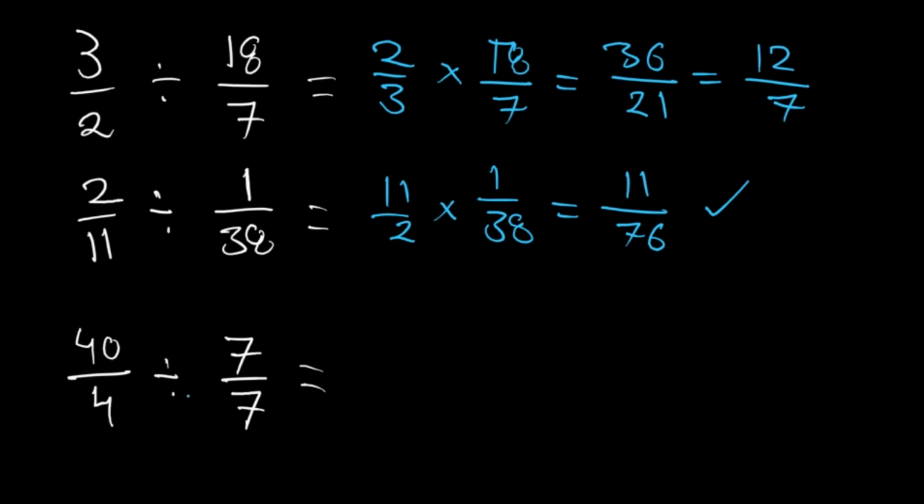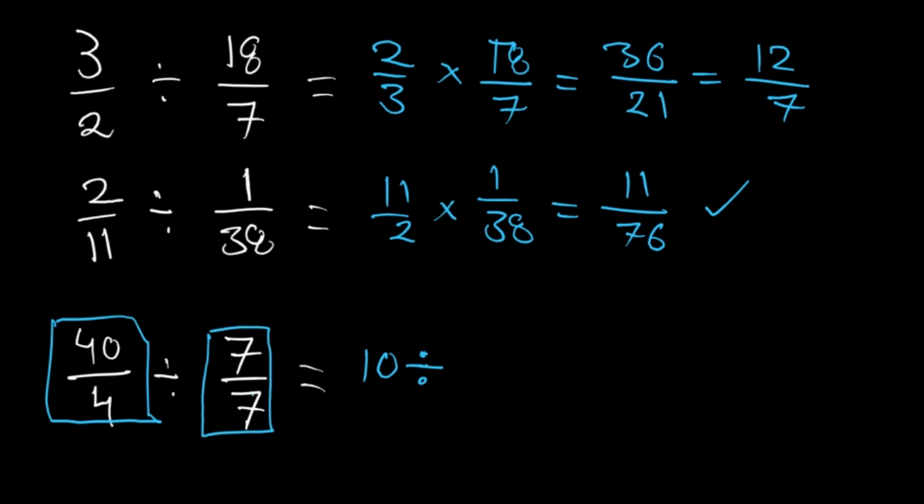Next question. 4 over 40 divided by 7 over 7. So straight away, you can see that you can simplify both signs easily. 40 over 4 can be simplified to 10. And then you can simplify this fraction. The numerator and denominator is the same, so this would be 1. Okay, if you have a fraction where the numerator and denominator is the same, it is always 1. So then the answer becomes 10 divided by 1, which is 10. So without doing any multiplication, you simplify the fractions first if you can, and then you solve easily.